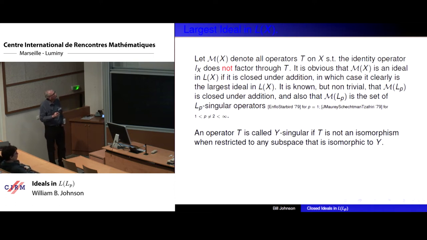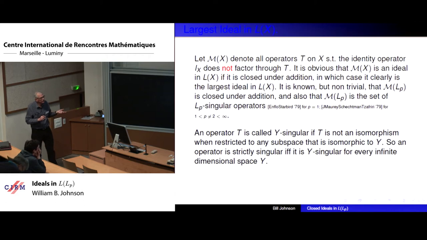Another thing that's true about this M of X is that it's identified with the set of L_p singular operators. I defined strictly singular as not being an isomorphism on any infinite dimensional subspace. T is Y singular if it's not an isomorphism on any subspace isomorphic to Y. So it's a localization of the notion of strictly singular, so that strictly singular is the same as being Y singular for every infinite dimensional space Y, or for every subspace of the domain.